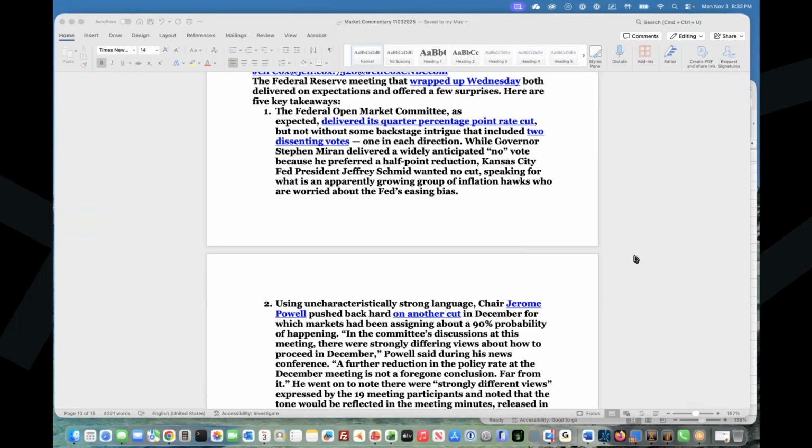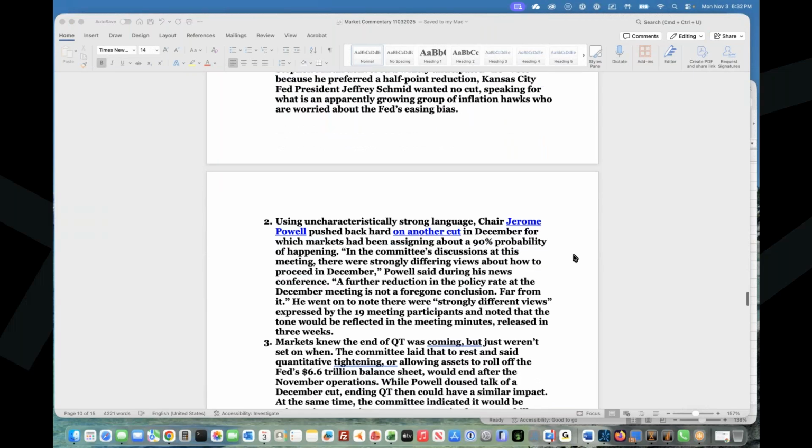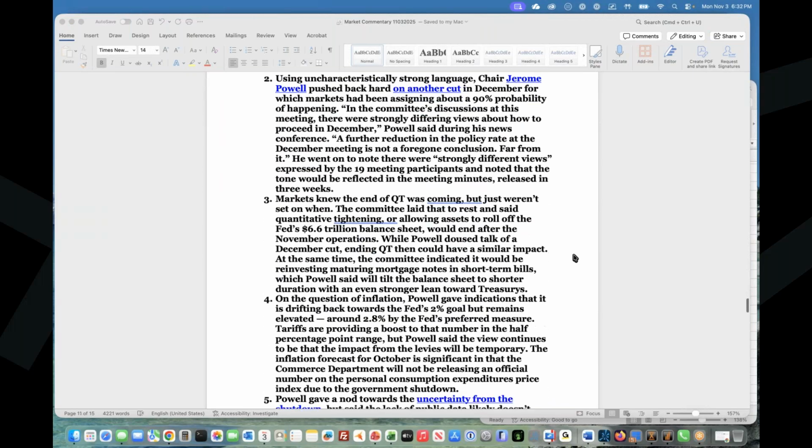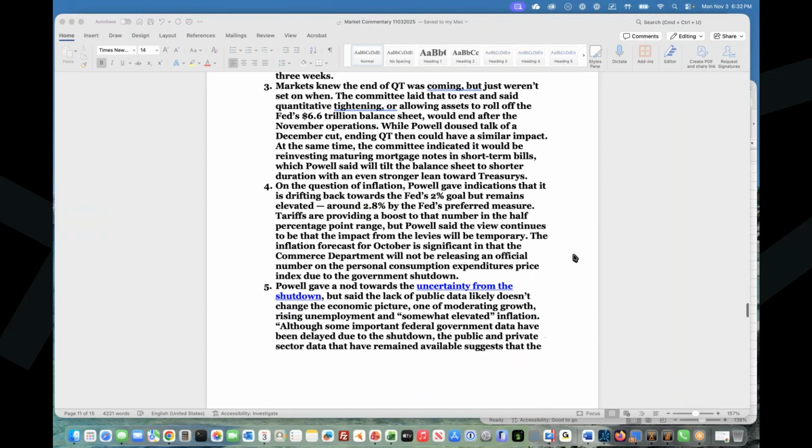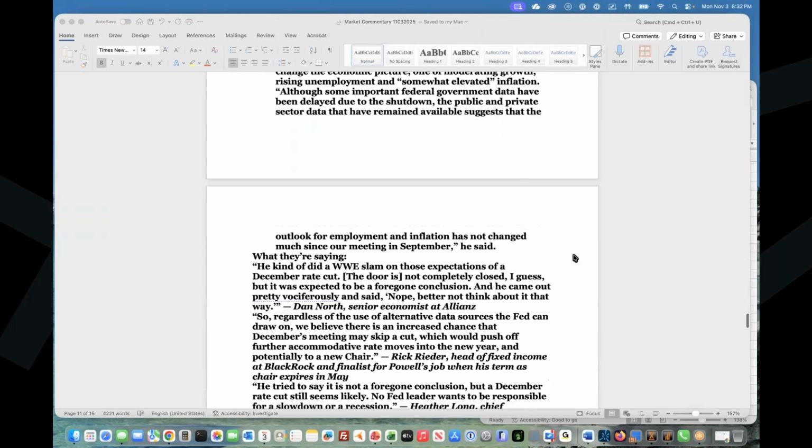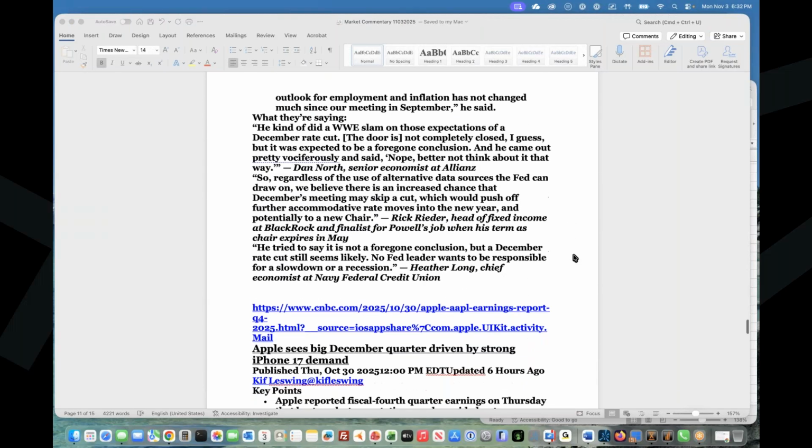In fact, he made the case to say that what we talked about is it's not certain that we're going to do that. We don't know, and we haven't made up our minds yet. They're going to keep looking at data and go from there.